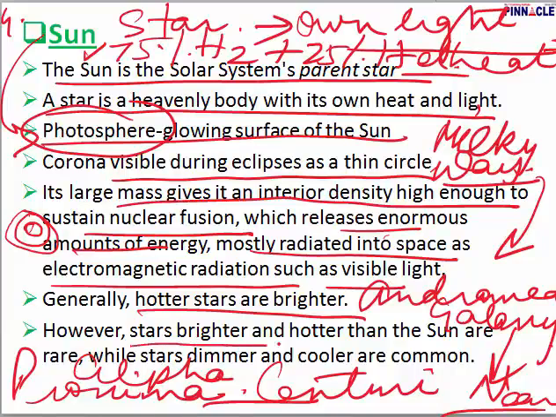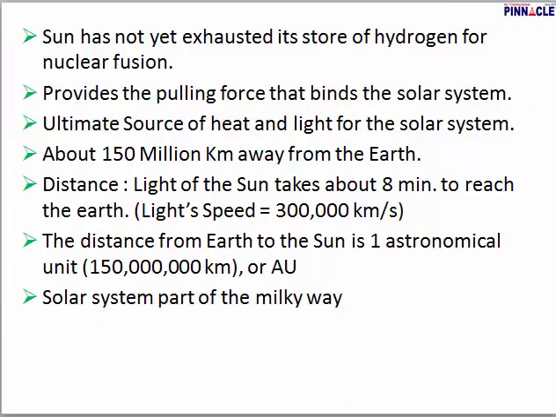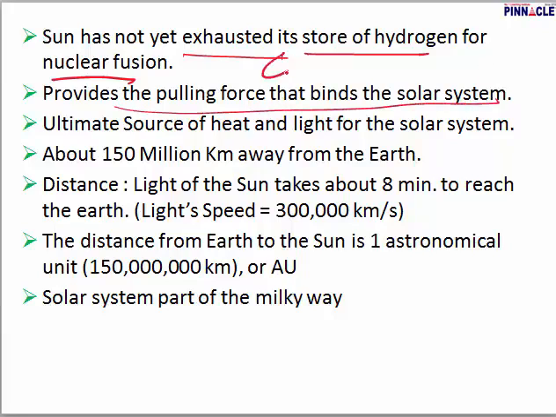However, stars brighter and hotter than the sun are very, very rare, while dimmer and cooler ones are common. The sun has not yet exhausted all its store of hydrogen for nuclear fusion. It provides the pulling force that binds the solar system. Obviously, it has a gravitational pull, and that is the reason that all planets revolve around it.